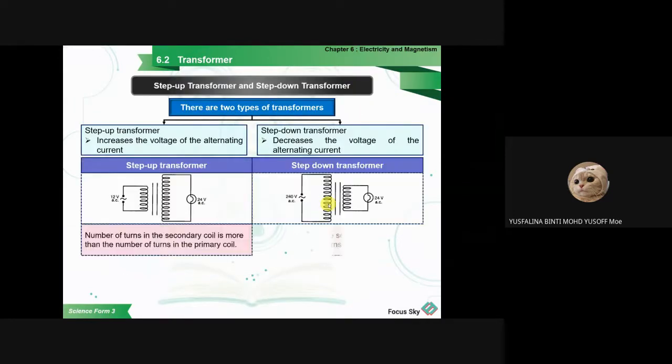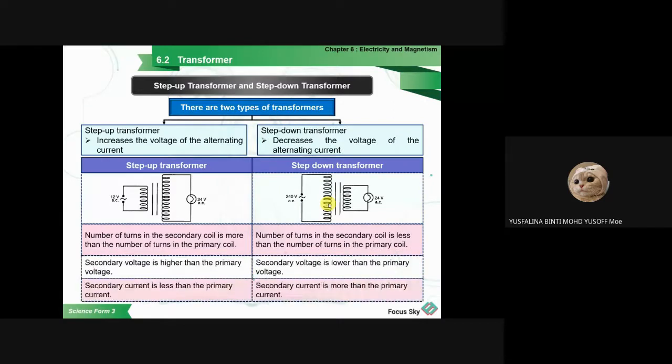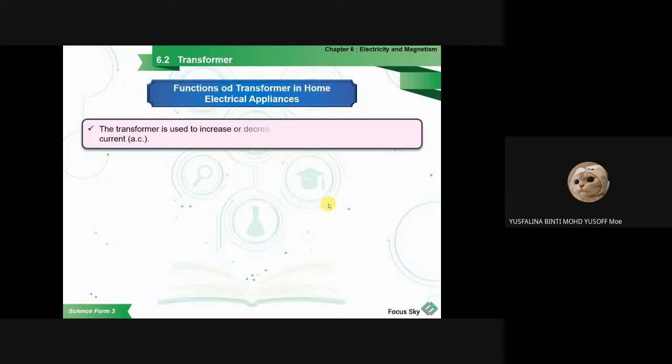Okay, two types of transformer. Okay, this is the video. All right, so what is the function of the transformer in a home electrical appliance? The transformer is used to increase or decrease the potential difference of alternating current.